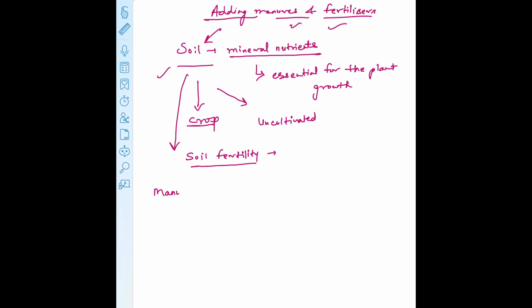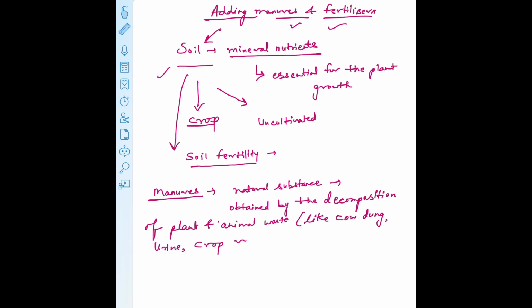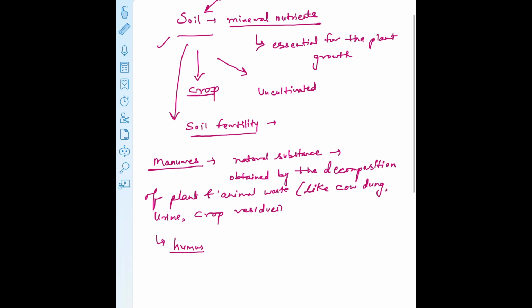Let's first discuss manures. Manure is a natural substance and it is obtained by the decomposition of plant and animal waste like cow dung, urine, crop residues. Manure improves soil fertility because it adds humus to it, and it also increases the water holding capacity of the soil, and it replenishes the soil slowly but in a long lasting way.